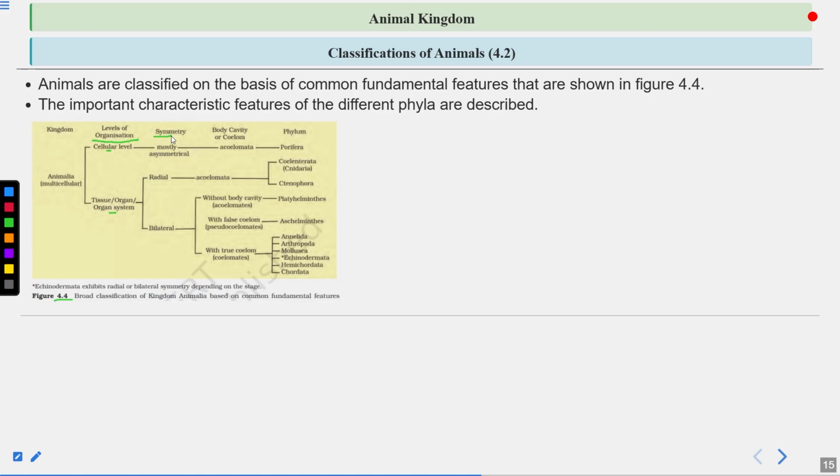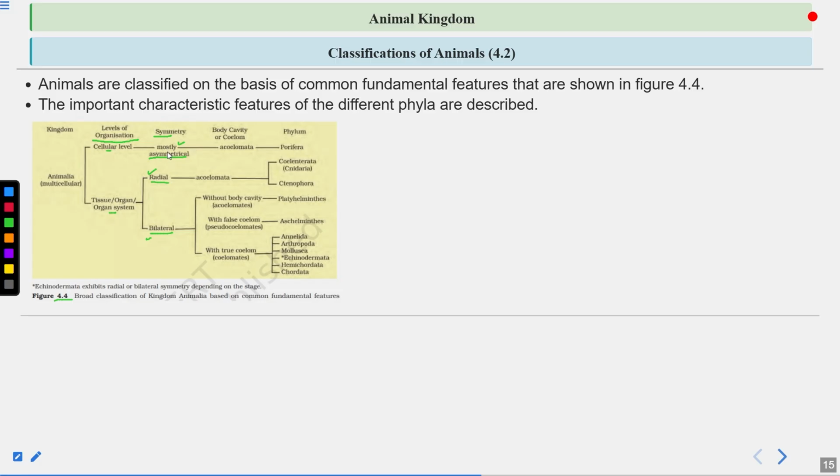Next fundamental feature, symmetry. Here you see mostly asymmetrical, then comes radial, and then comes bilateral symmetry. Now the tissue, organ, and organ system level organisms exhibit either radial or bilateral symmetry, so it is divided into two parts. Now in the cellular level, only one phylum is there, and that exhibits a mostly asymmetrical structure. So it is kept here, right?